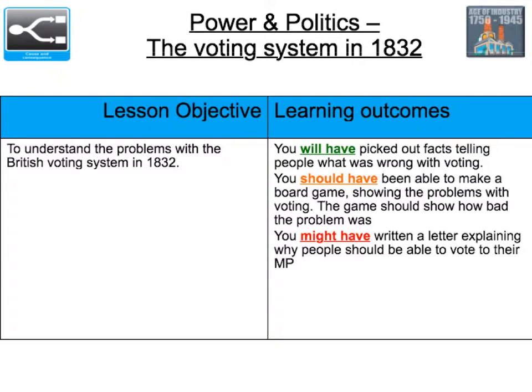So, power and politics, the voting system in 1832. What we'll be looking at in this lesson is what the political system and the government were like before 1832 and how things start to change along with everything else during the 19th century.